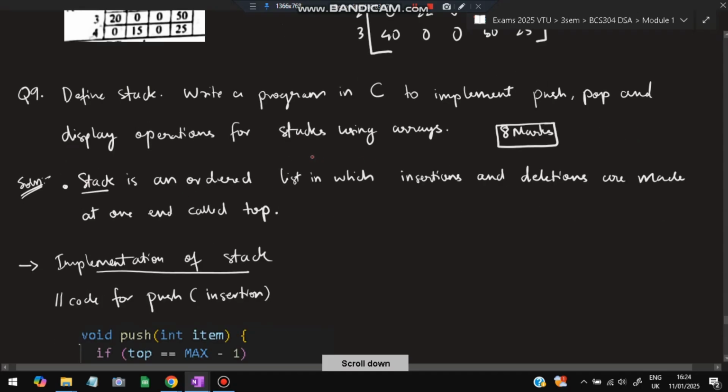Okay, so basically you have to first write the definition of stack. Stack is an ordered list. What is stack? It is an ordered list in which insertion and deletion can happen, and those are made at one end called the top. So in the stack there is an end called top, and the additions and deletions will happen from here, and it is an ordered list.